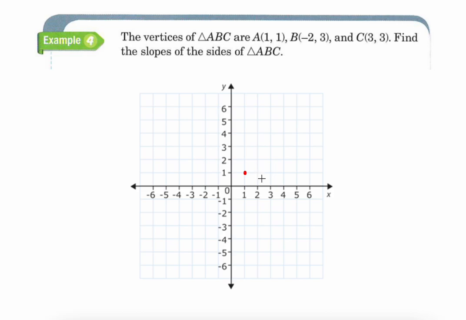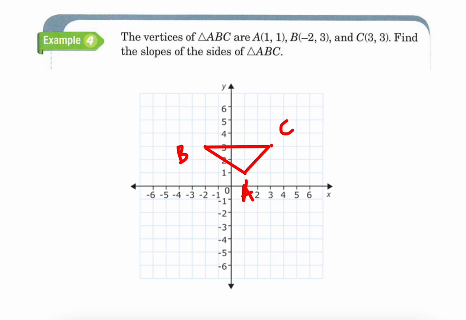Okay, so you should have plotted (1, 1) for A. Let's see, (-2, 3) for B. And then C is (3, 3). Okay, so here's A, B, and C. And then I'm going to connect these points with a straight line, because later on I'm going to need these lines to figure out the slope.